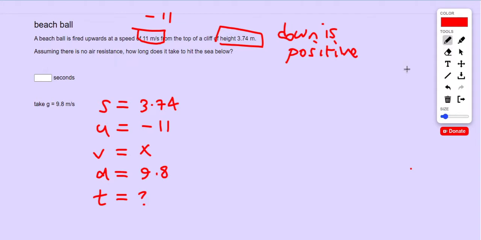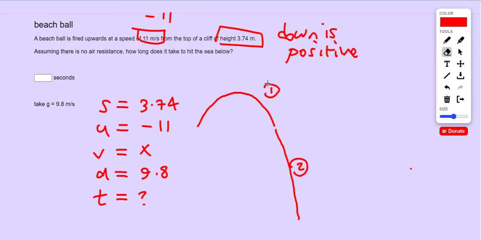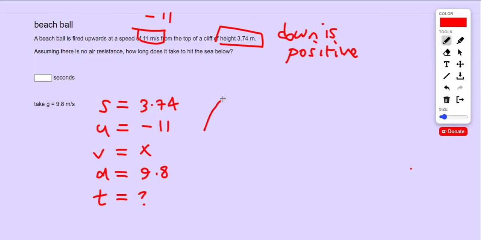So what I'm going to do is split it into two parts. I'm going to take this first part, and then I'm going to take the second part when it falls down the rest of the way. Actually, I think I'm not. I think I'm going to take the first part up to the peak. That is another way of doing it, I think. I'm going to take the first part up to the peak and the second part all the way back down. So let's solve one first.